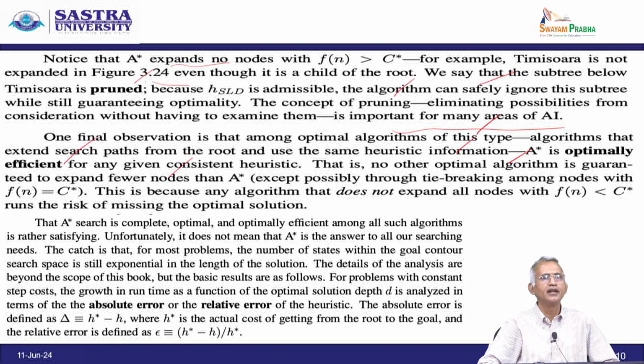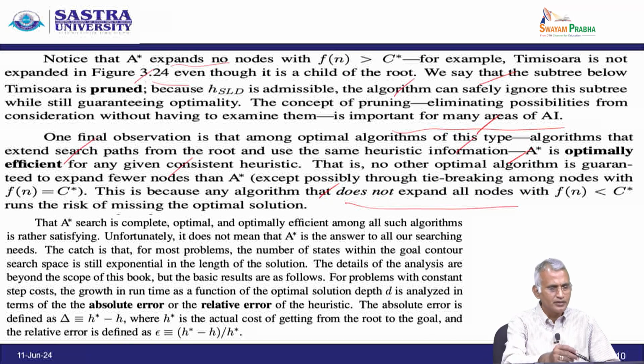This is because any algorithm that does not expand all nodes with f(n) less than C star runs the risk of missing the optimal solution. Thus, A star is complete, optimal, and optimally efficient among all such algorithms, which is rather satisfying. Unfortunately, it does not mean that A star is the answer to all our searching needs. The catch is that for most problems, the number of states within the goal contour search space is still exponential in the length of the solution.